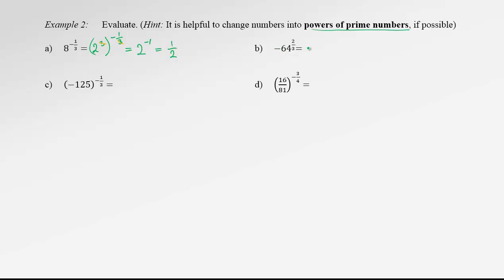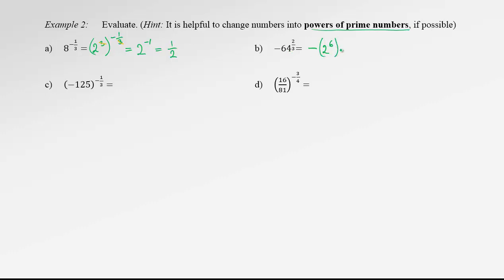We need to copy the minus, and then 64 was taken to 2/3. But what if I will change 64 into power of a prime number? This is 2 to certain power. Let's count on your fingers. 2 times 2 is 4, times 2 is 8, times 2 16, times 2 32, and times 2 64. So how many 2's did we use? 6 of them. 64 is 2 to the 6.